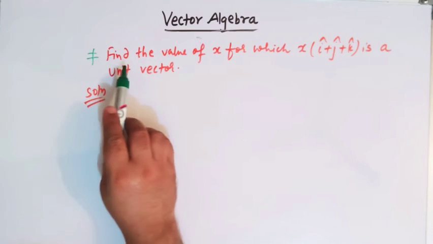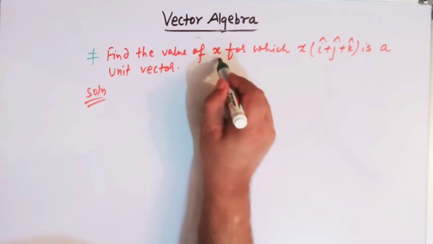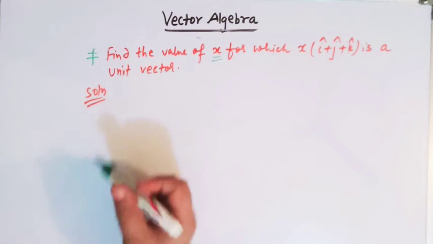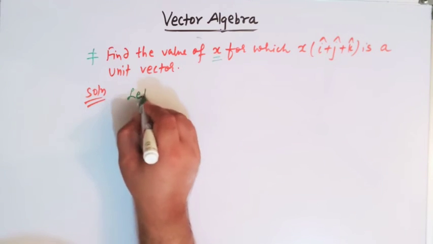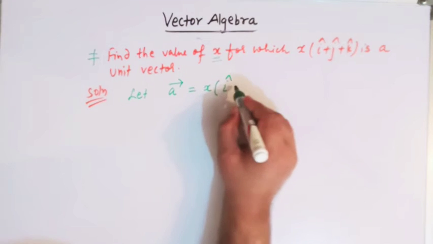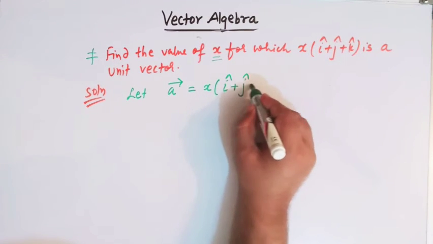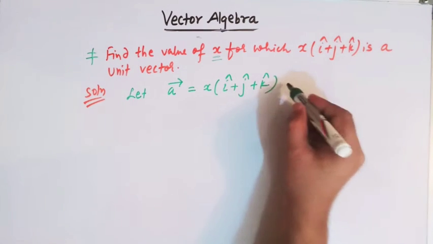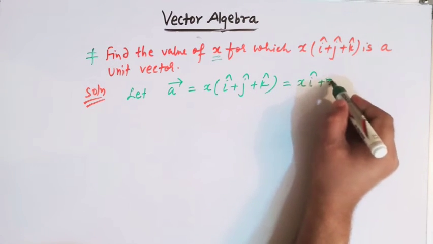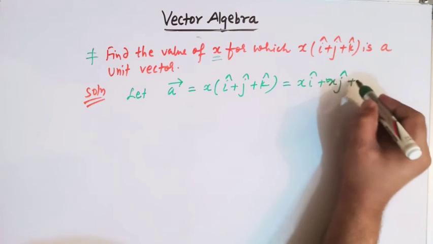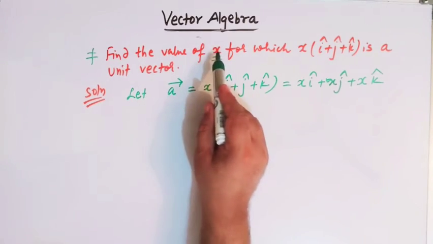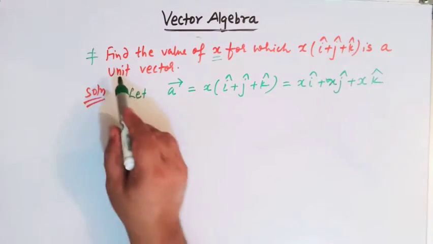Now come to this problem. Find the value of x for which this vector is a unit vector. So let vector A be equal to x times i cap plus j cap plus k cap, right? Now this can be written as x i cap plus x j cap plus x k cap, right? Now we have to find the value of x for which this is a unit vector.